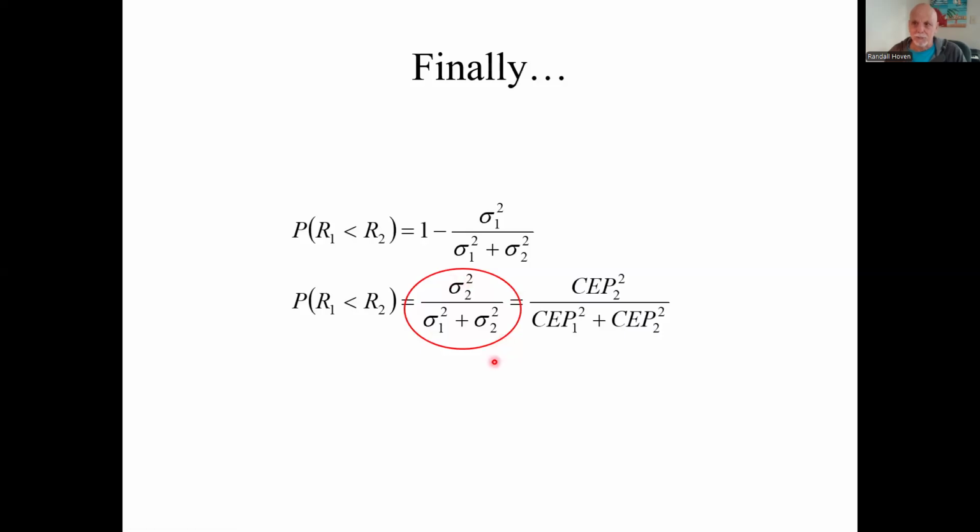Here is our answer. The probability that player one's dart hits closer to the center of the dartboard than player two's dart is this guy. And by the way, since CEP is just a scalar multiple of sigma, this is the same relationship. We have CEP instead of sigma. Anyway, that's all with that little problem.